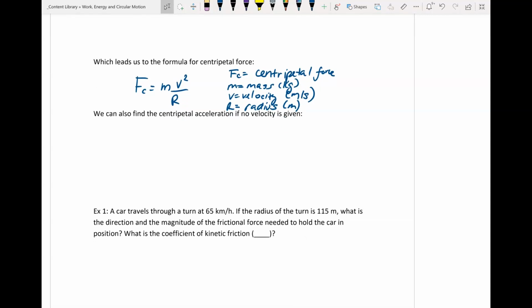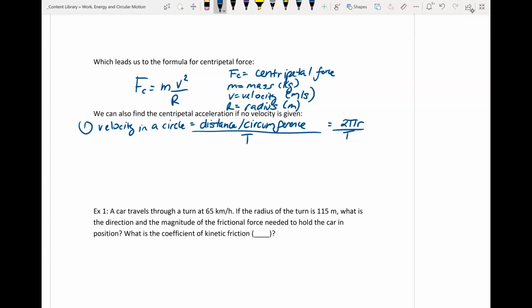So we're going to go ahead and derive a formula for centripetal acceleration. The first thing we're going to do is find the velocity in the circle. And we know velocity is distance over time. In this case, we're calculating the distance around that circle, or in other words, that's called the circumference. We can calculate the circumference of a circle as 2 times pi times r. So velocity then can be defined as 2 pi r over t.